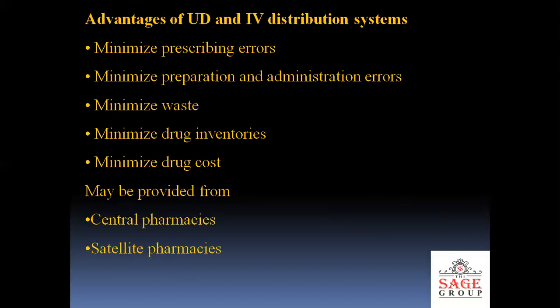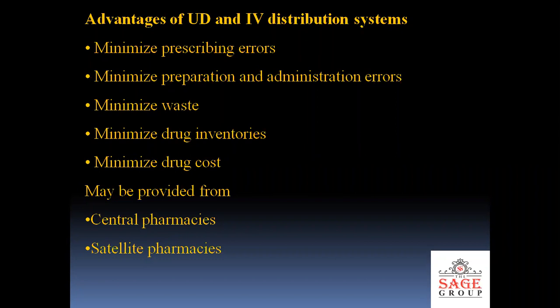The advantage of UD and IV distribution system is that it minimizes the prescribing error. How is this minimized? Because the prescription is with them only, and as per the prescription they are giving the drug. Patient is not taking medicine on his own. He depends on the nursing staff or pharmacist. They directly serve the medicine to the patient time to time. So prescribing error or some technical error or human error from the patient side is minimized.